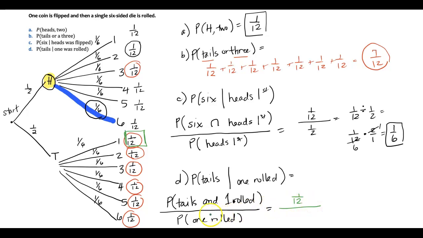In the denominator, I want to include any branch that a 1 was rolled. So that would include a heads and a 1 for 1/12, or that would include tails and a 1 for 1/12. And adding that 1/12 and 1/12 together, we get 2/12. So I have 1/12 divided by 2/12. Simplifying, you're going to find that we end up with 1/2.